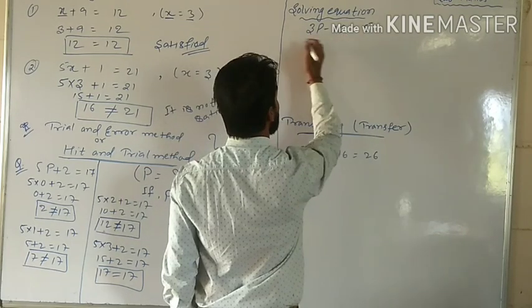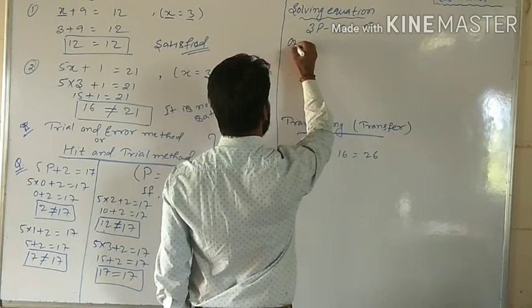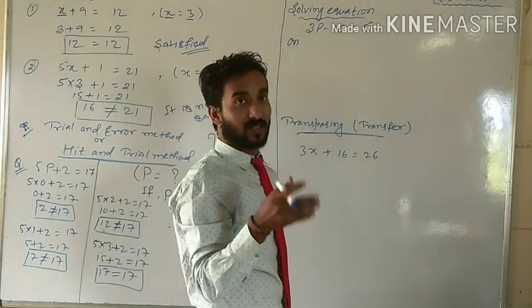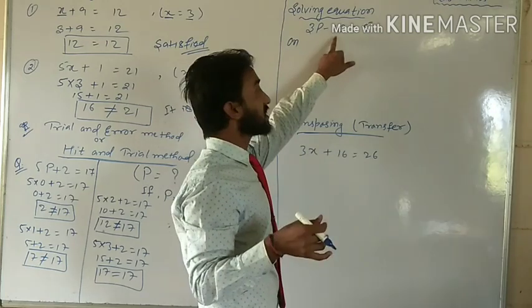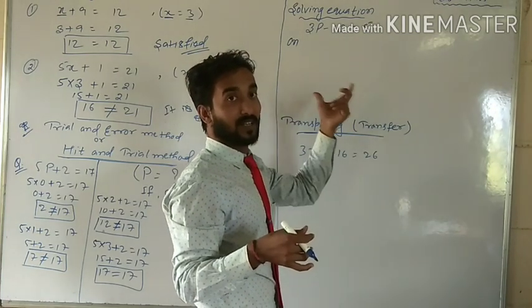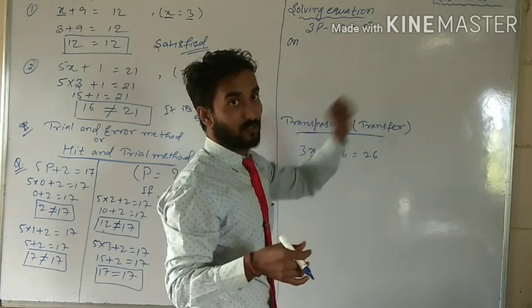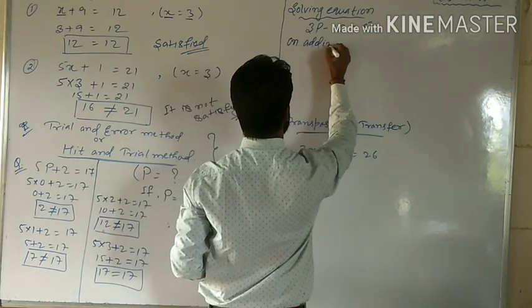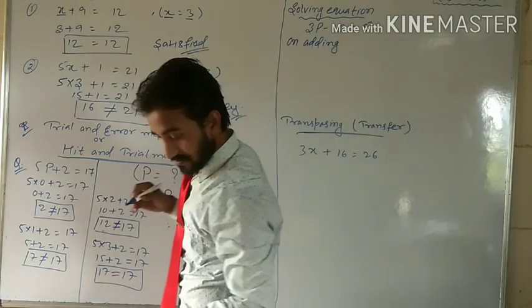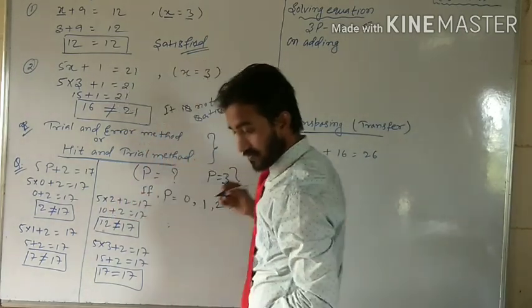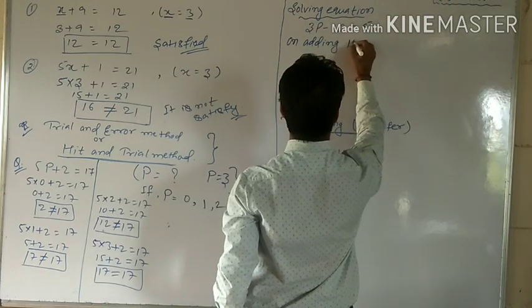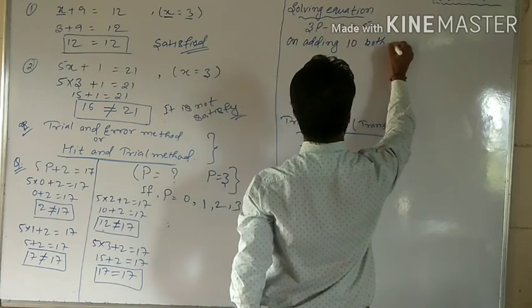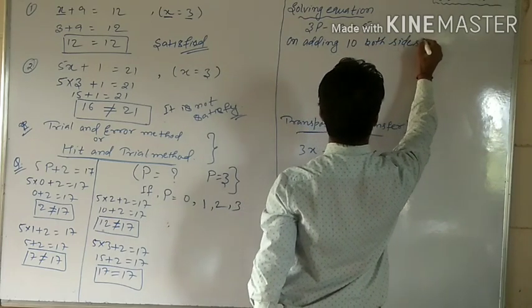How will it be eliminated? What will we add or subtract? The number we add or subtract to eliminate the given number will be done on LHS and RHS both sides. So we will write: adding 10 on both sides.